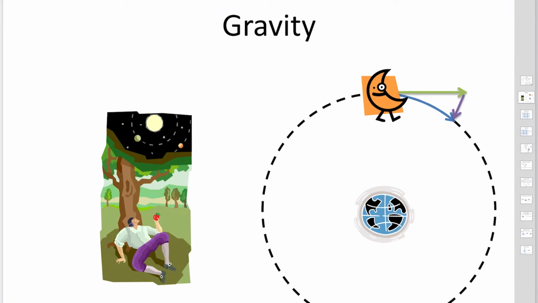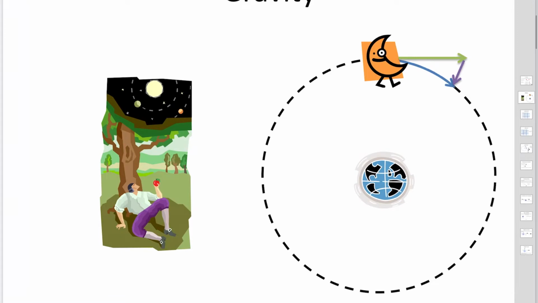So this is a picture of Isaac Newton looking at the moon while holding apples. He discovered the similarity between the motion of the apples and the motion of the moon. The apple actually falls to the ground. And then Isaac Newton found that actually the moon is also continuously falling toward the ground.